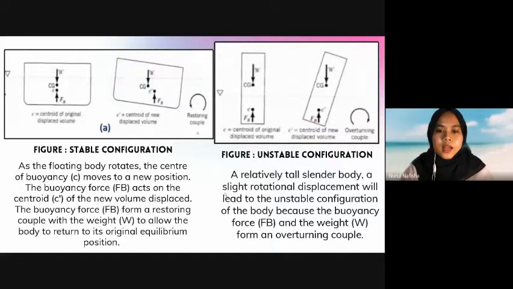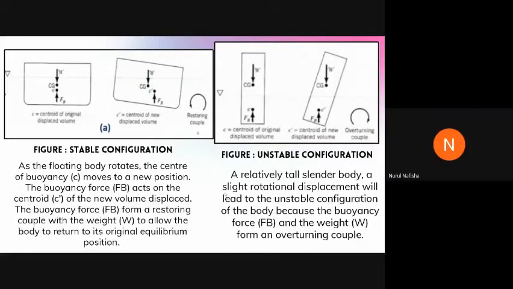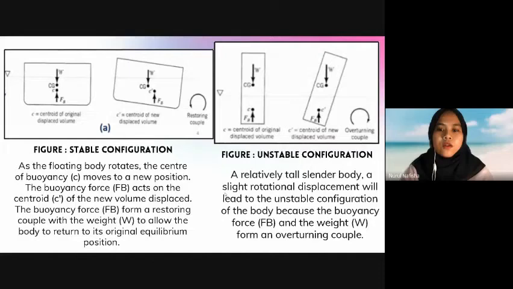These two figures show the stable and unstable configuration of a floating body when it is being displaced. First, I will explain about the stable configuration. So, any inclination of a floating body will result in turning moment. A floating body can also be stable even when the center of gravity, the CG, lies above the center of buoyancy. This is because as the floating body rotates or displaces, the center of buoyancy will move to a new position as the shape of the displaced volume changes.